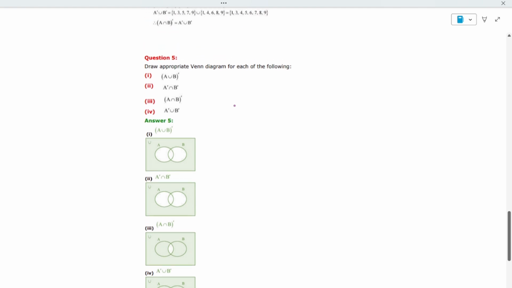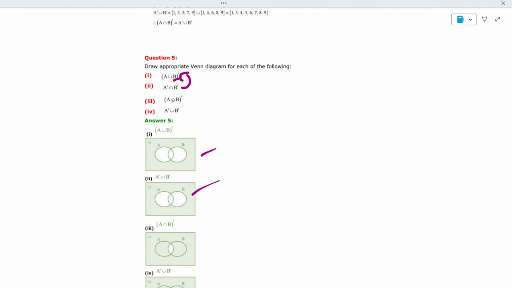Now we have to draw an appropriate Venn diagram for each of the following. Let's see the Venn diagram for (A union B) whole complement. First, they have given union, and you have to take the whole complement. That means you have to draw two circles, because they have given one set and another set. Here the white part is left, because all are included. Okay, now let's see the second question, that is A complement intersection B complement. That is also the same as (A union B) whole complement, that means it is equal to this only. So it is the same as this.